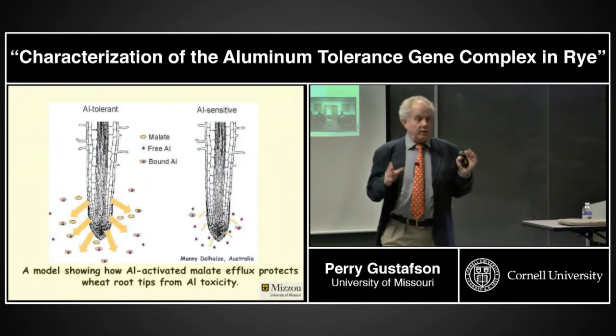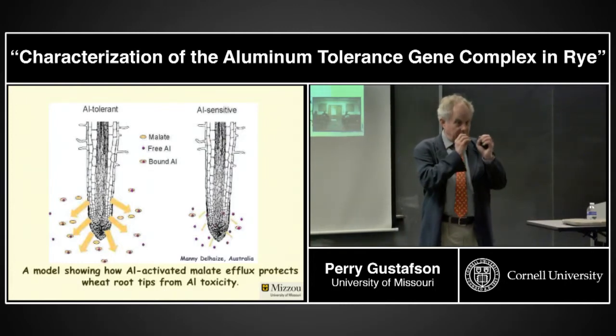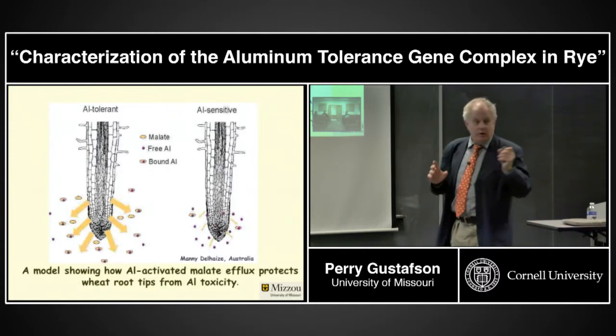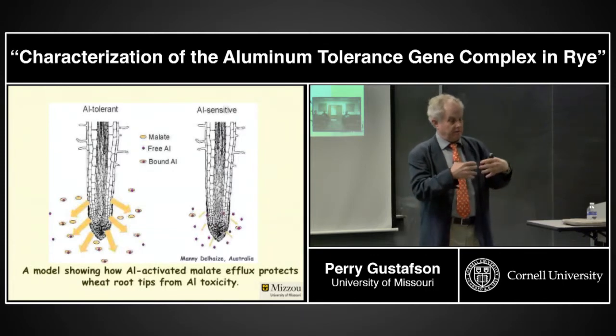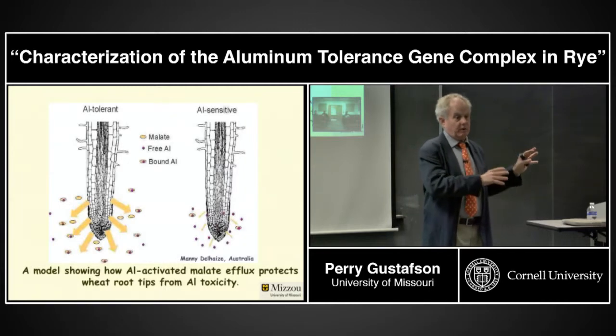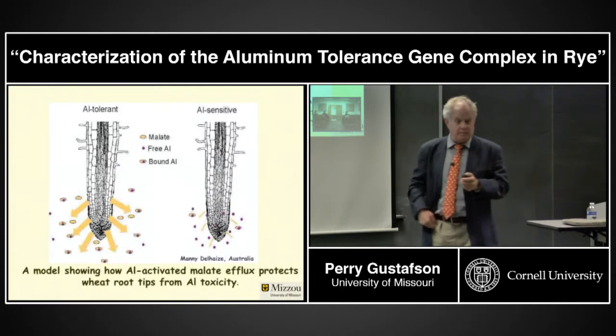Malate, when you put a plant root, this is from Manny Delhousie, when you put a plant root under aluminum stress and you have free radicals of aluminum out in the environment, the root exudes malate through its membranes, the malate binds to the aluminum, and the aluminum can't get in. We were more interested in exclusion. There's several different kinds of aluminum tolerance. You can uptake the aluminum and sequester it, or you can exclude it. This appears to be an exclusion mechanism.